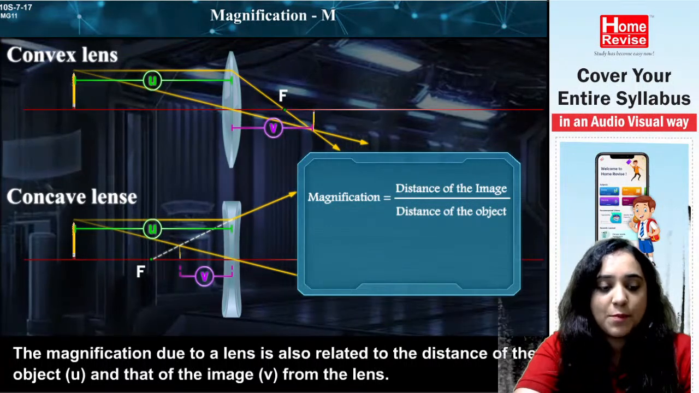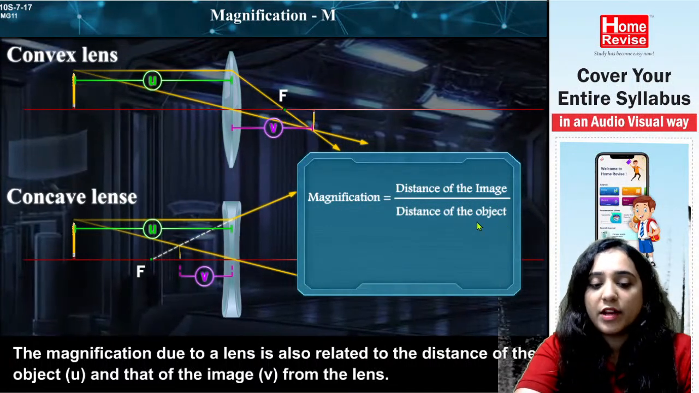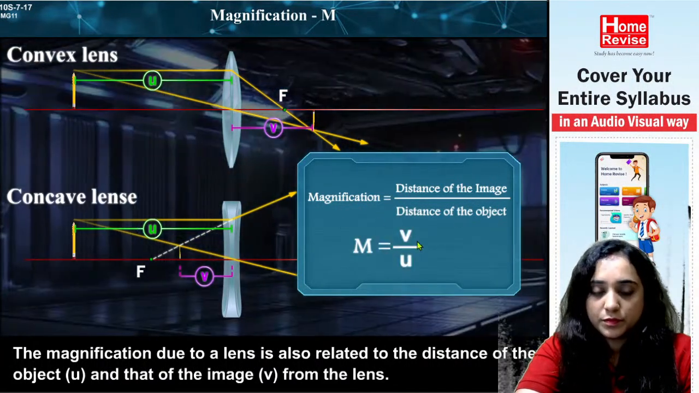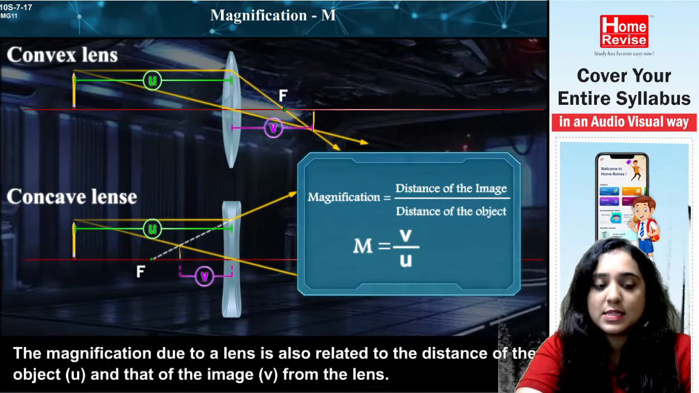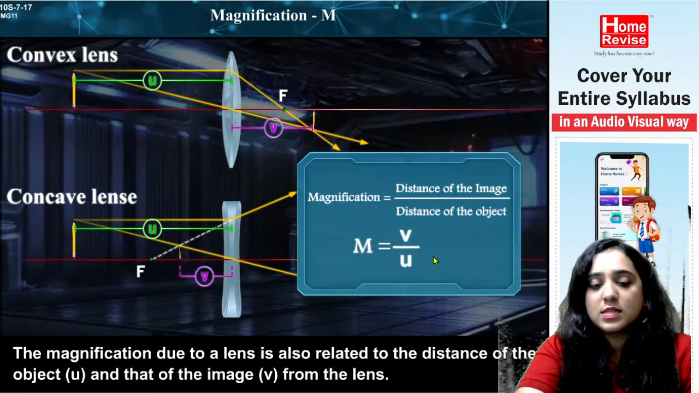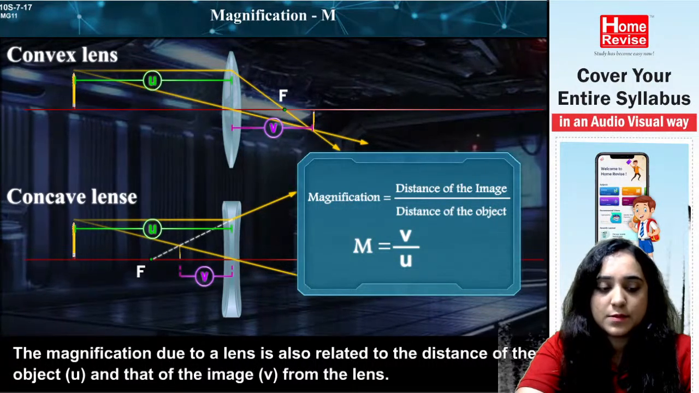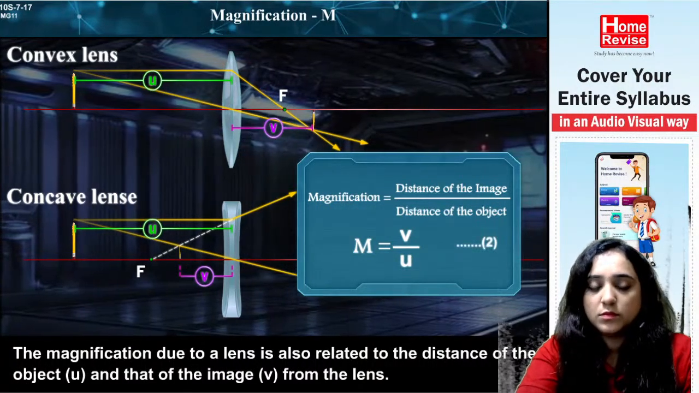Now please pay attention. See, it is again the ratio. M is equal to v upon u. Yes, v is the image distance and u is the object distance. This is equation 2.